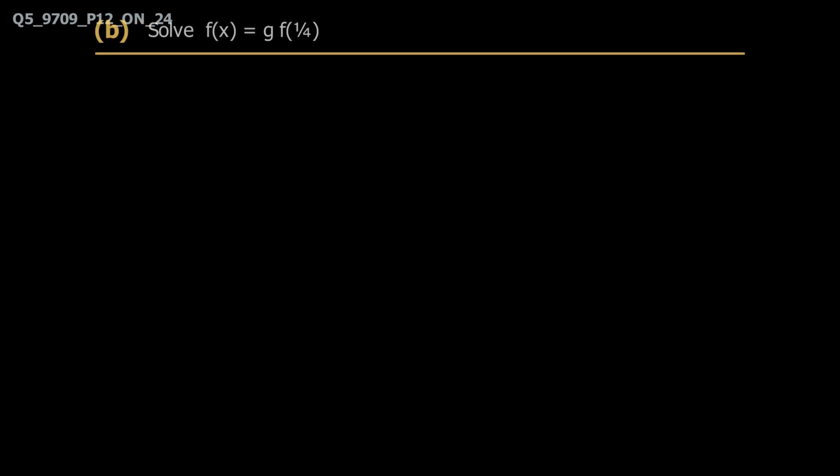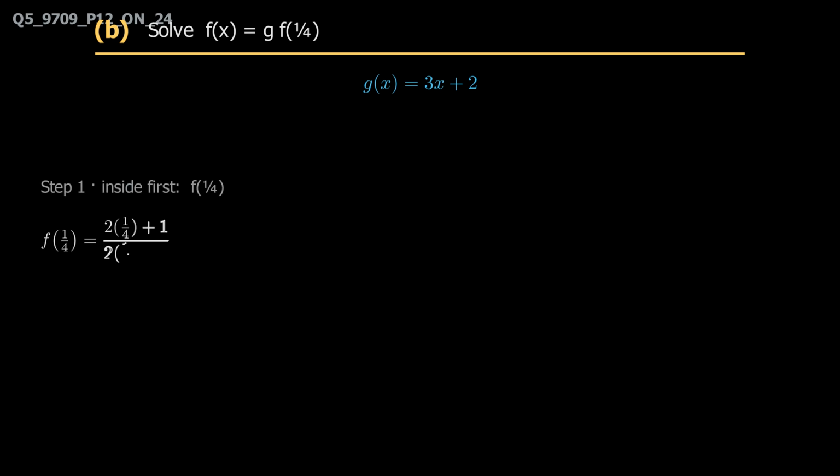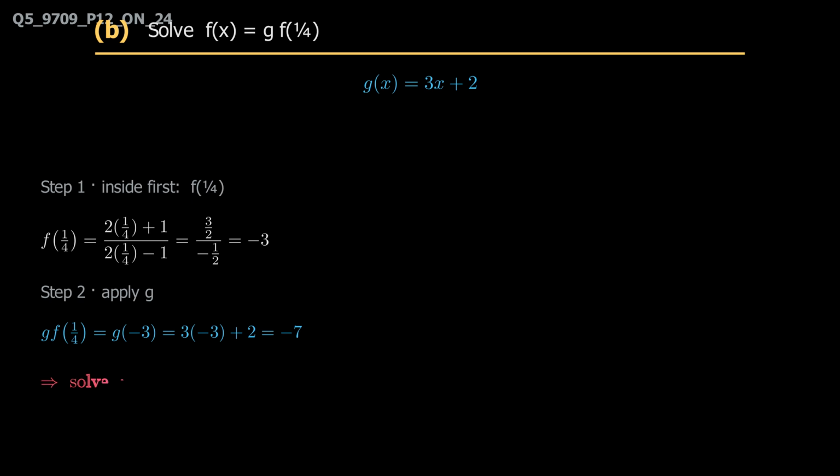Part B. Solve f of x equals g of f of 1/4. Recall g of x is 3x plus 2. First evaluate f at 1/4. Then apply g to get minus 7. So we need f of x equals minus 7.